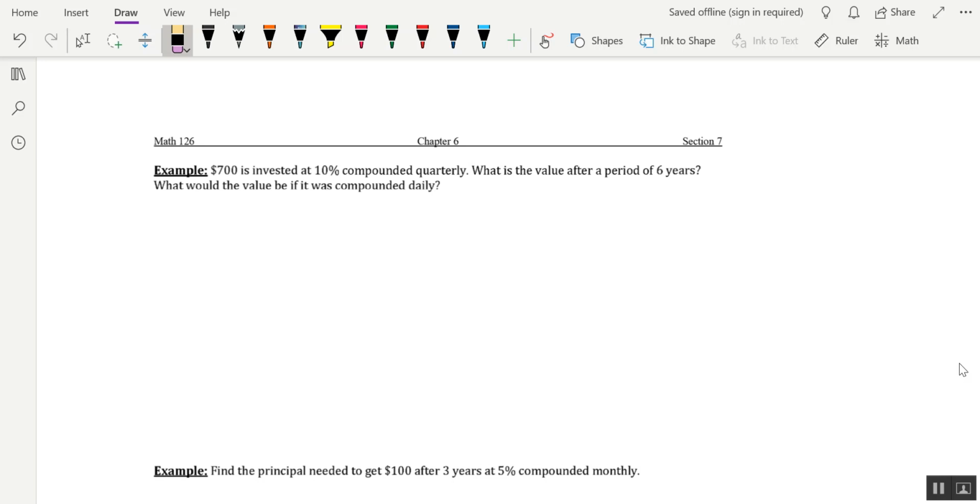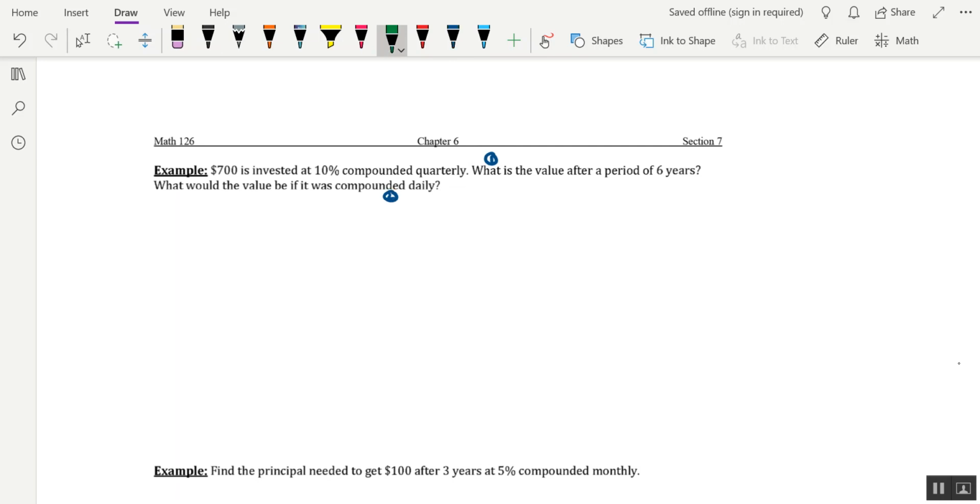What is the value after a period of 6 years? And then what would the value be if it was compounded daily, assuming that it's being compounded through a period of 6 years again. So what you're going to want to do is maybe make a list of the items that you can pluck out from this. There are going to be two calculations that we do. The first is the value after a period of 6 years compounded quarterly, and then the second is compounded daily.